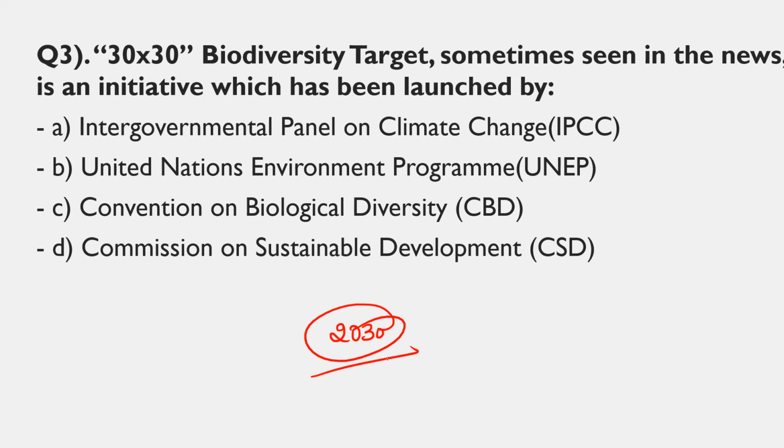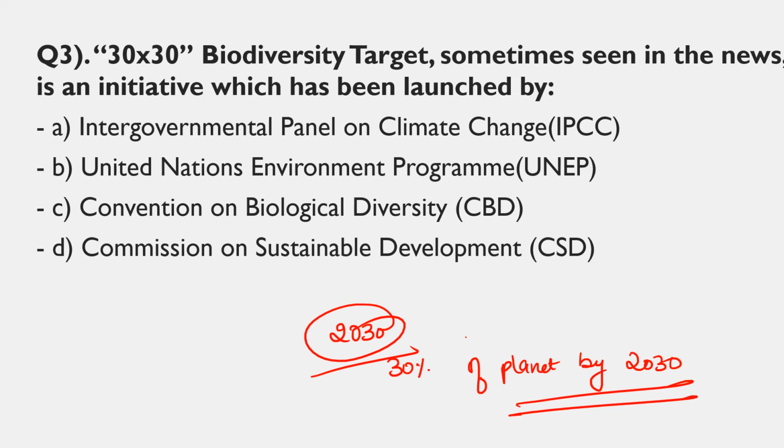2030 to protect 30% of the planet by 2030, right? This is the main thing. Getting my point? So, the Global Biodiversity Framework has been given a catchy slogan of 30 by 30. Now the question says that this biodiversity target has been done by which one? So it is an initiative of IUCN in Democratic Republic of Congo, right?